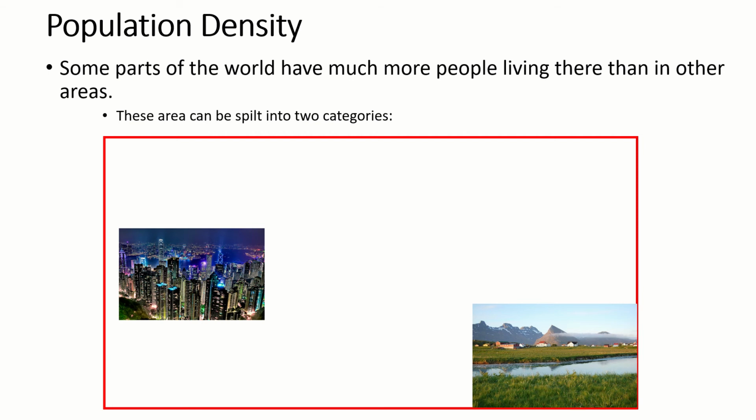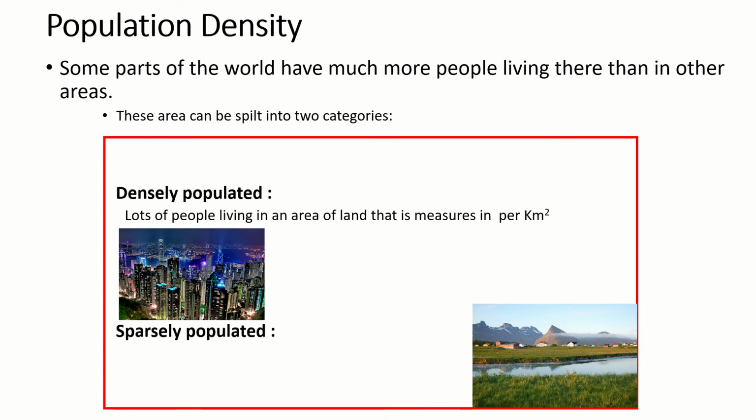The other thing we need to look at is population density. You should have looked at this in year 8 at some point, but essentially areas can be split into 2 categories: densely populated areas and sparsely populated areas. A densely populated area is an area of land that has a lot of people living in it per square kilometre. If you look at Hong Kong, with all those skyscrapers and apartment buildings, there are a lot of people crammed into a small surface area. A sparsely populated region is an area with very few people living in it.